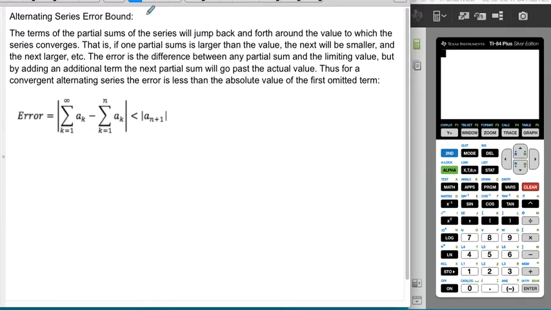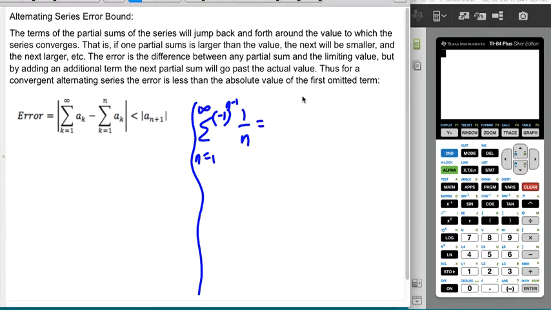So basically, the partial sums of an alternating series will jump back and forth because the numbers alternate between positive and negative, right? For example, let's say we are trying to find the value of the infinite sum of (-1)^(n-1) times 1 over n, starting at n is 1 and going to infinity. This is the alternating harmonic series. So this would be a 1, then a -1/2, then a +1/3, then a -1/4, et cetera, et cetera.